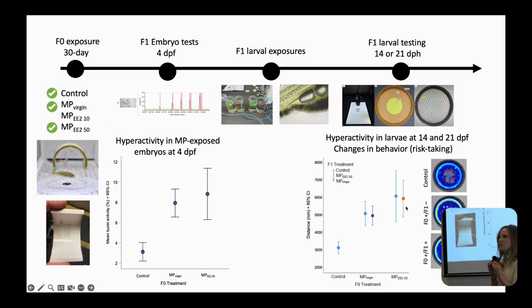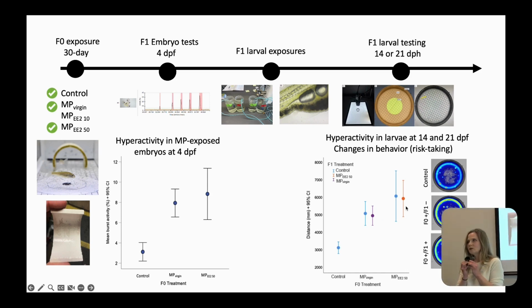So I can say that when we ran our first experiment, when we exposed larvae beginning 1 day after hatching for 14 or 21 days, we see weak trends towards hyperactivity in those larvae when we test them in behavioral trials. So we look at open field trials where we put them in an arena and we have automated behavioral tracking software to record what their movements are. So we see weak trends in that respect.